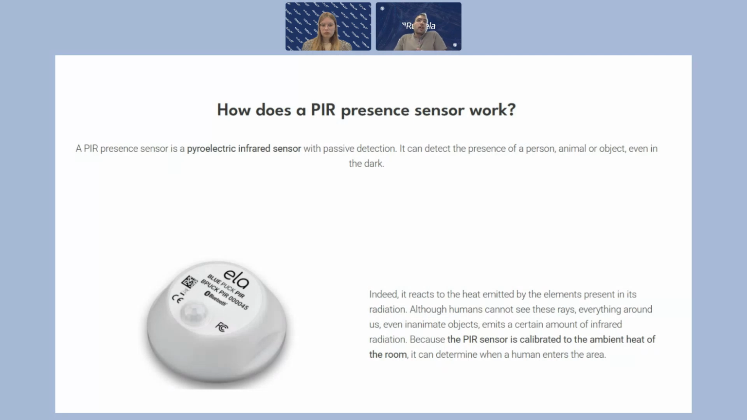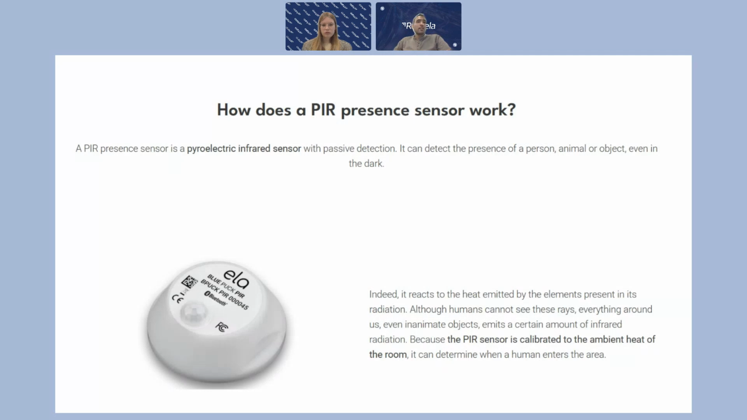So now let's look at a practical example of a BLE sensor. In this case, we are going to take the PIR sensor from ALA. It's the presence sensor from ALA Innovation. PIR here actually stands for passive infrared sensor.